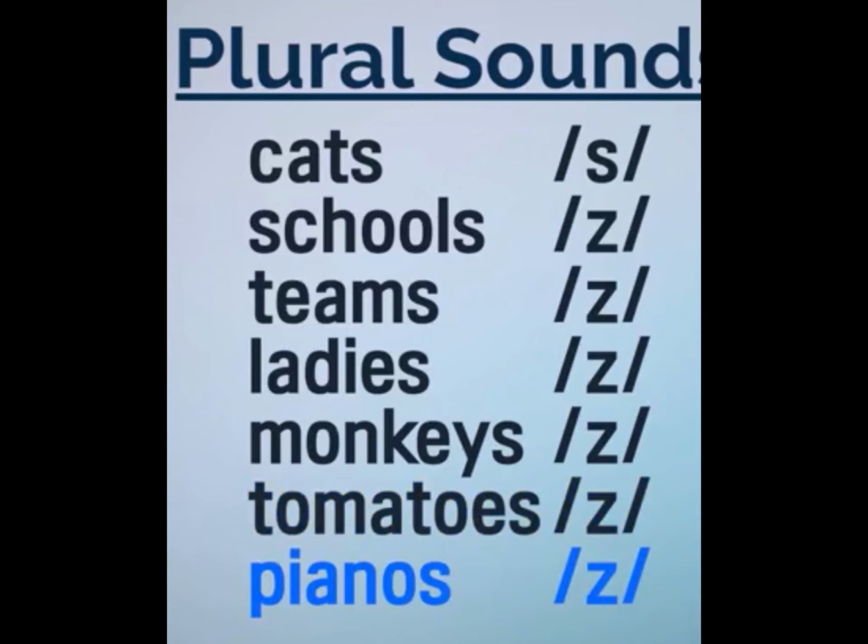Ladies, ladies. You have IES, but you hear a Z. We have monkeys, monkeys. Also, there's an S, but we hear a Z. Tomatoes, tomatoes. We have ES, but we also hear a Z. And finally, we have pianos, pianos. We also hear a Z. So these are very important. It's very important to hear yourself when you're speaking, to know what letters the word has in it, and what sound you're making.